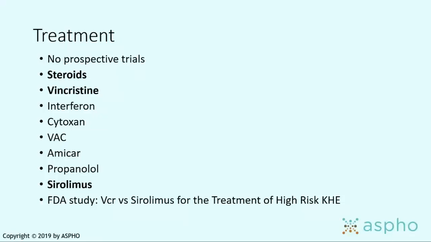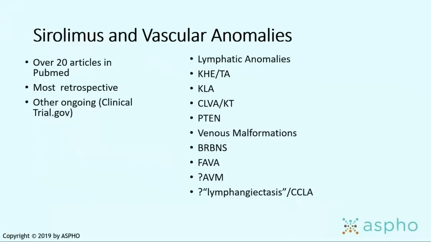Our standards have been made through consensus statements. Our standards of practice now are either sirolimus, or steroids and vincristine. We're trying to risk stratify these patients, so if a patient has a higher risk KHE, sometimes we actually use steroids, vincristine, and sirolimus. And we now have an FDA-funded study where we're looking at vincristine plus steroids versus sirolimus plus steroids to really see which one is better.